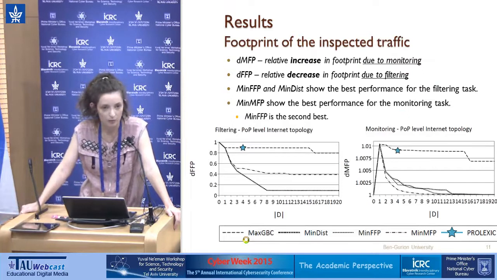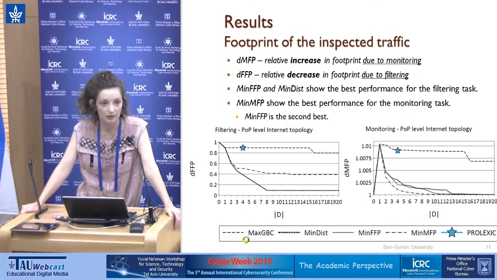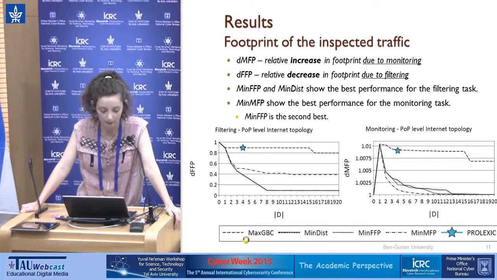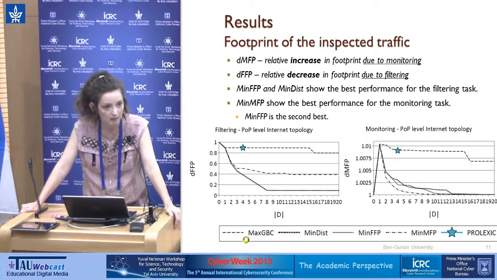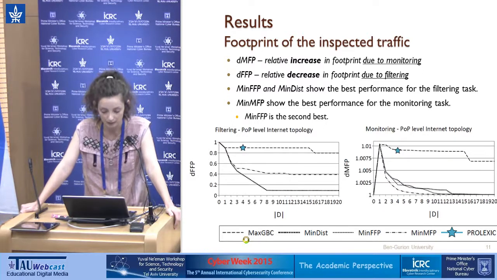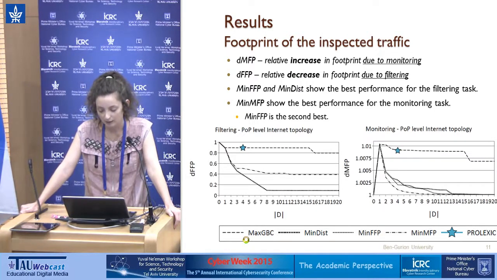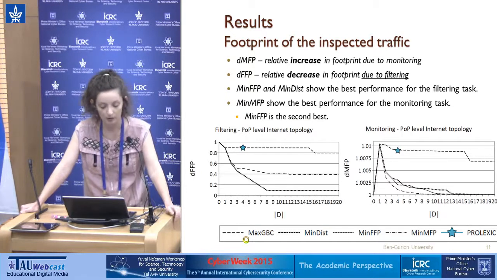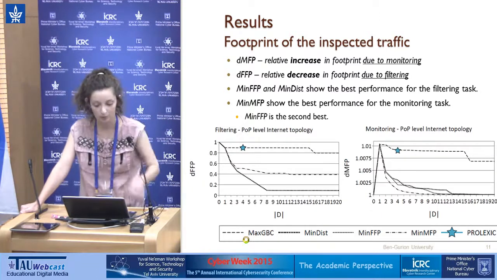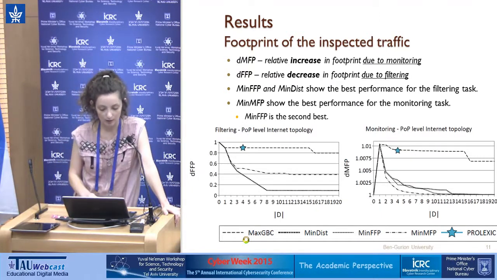With respect to traffic footprint, the best strategies as expected were MinFFP and MinMFP. When the scrubbing centers that we deployed perform filtering, the best are MinFFP and MinDist strategies, which achieve the highest decrease in footprint due to filtering. When the scrubbing centers perform monitoring, the best strategy is MinMFP, which achieves the lowest increase in footprint due to monitoring. The second best strategy in this aspect is MinFFP.